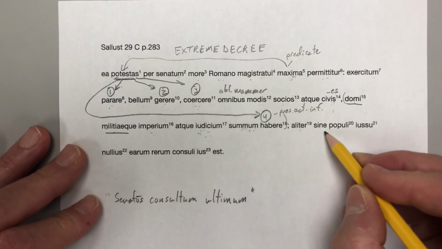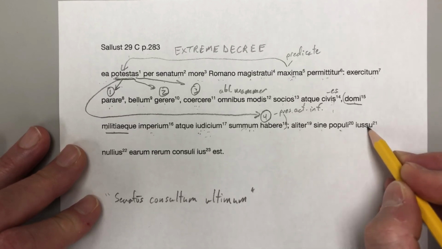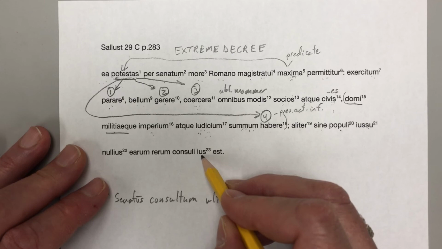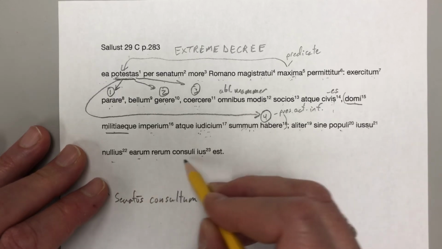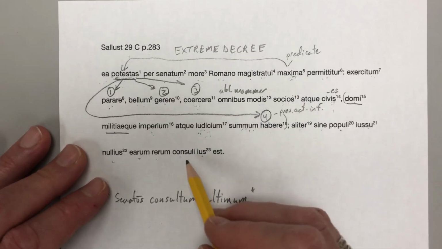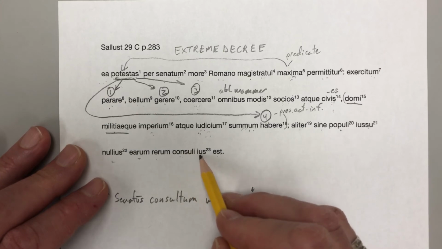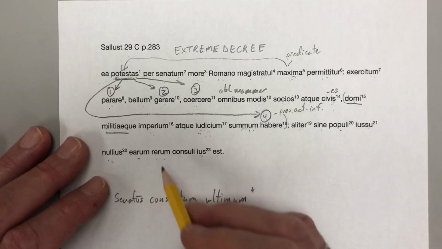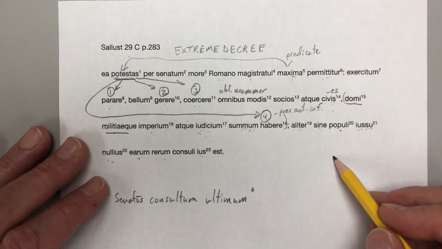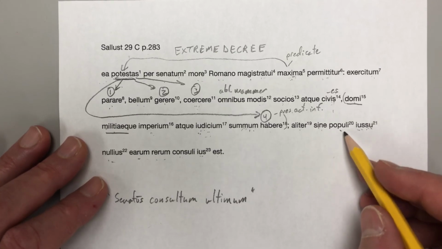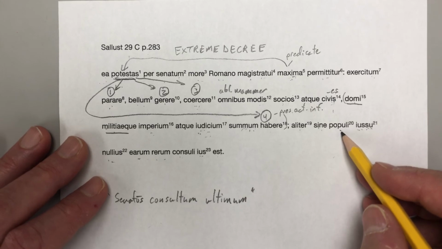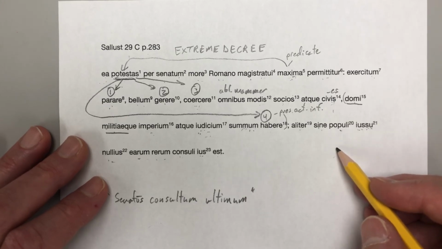Aliter. Otherwise, without the people's order, the permission of none of these things is for the consul. How about this? The consul has no privilege of any of these things without an order of the people. So the order of the people, populi iusu, still very important. In a weird way, the Senate couldn't really make laws. They could only issue decrees, whereas the populace could actually make laws.